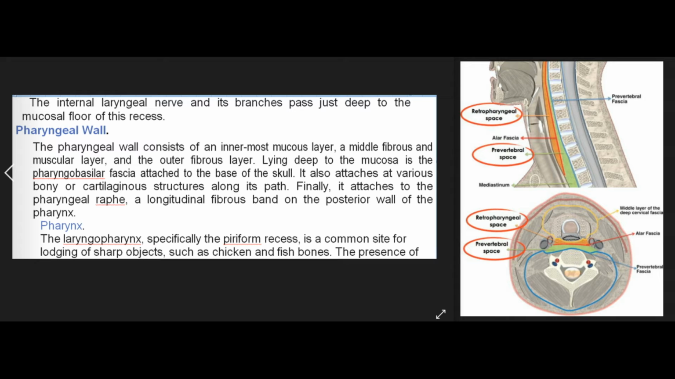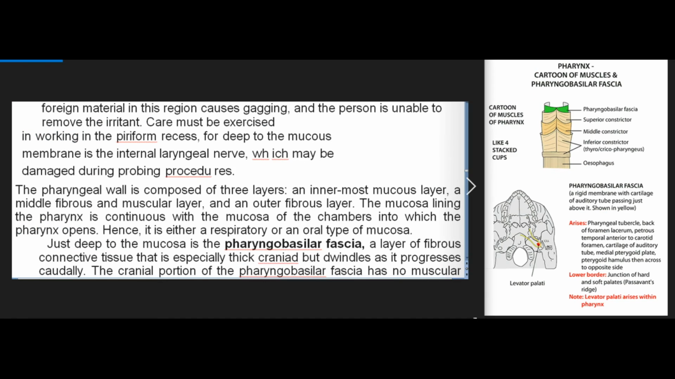Clinical note. The laryngopharynx, specifically the piriform recess, is a common site for lodging of sharp objects, such as chicken and fish bones. The presence of foreign material in this region causes gagging, and the person is unable to remove the irritant. Care must be exercised in working in the piriform recess, for deep to the mucous membrane is the internal laryngeal nerve, which may be damaged during probing procedures.